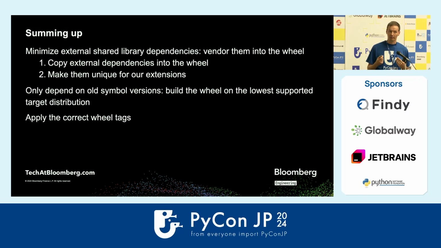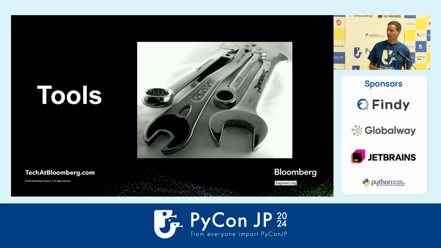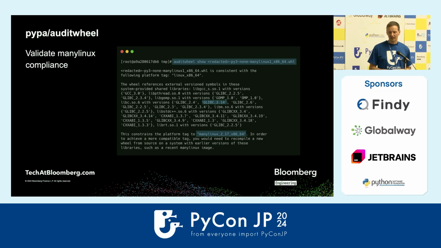And then we also have to apply the correct wheel tags to actually express which Menelux versions the wheel is compatible with. And this seems like an awful lot of work for any library maintainer to go through and do manually. So are there any tools? Yes, there are tools available. And I'm going to showcase the most important ones, or at least what I think are the most important ones.